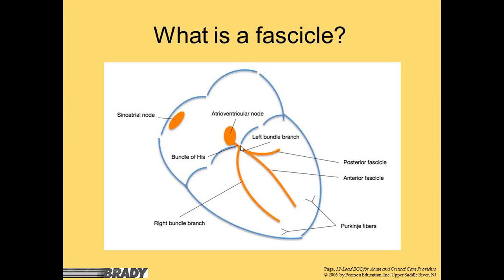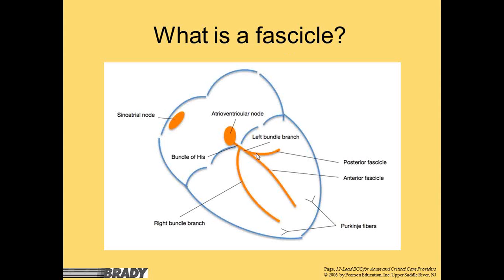Okay, so the left bundle branch obviously activates the left ventricle, and the right bundle branch activates the right ventricle. So when we're talking about axis deviation, because we're dealing in these fascicles, we're primarily looking at the left ventricle. Okay, so this left bundle branch right here, from the bundle of His down to where it splits off into the fascicles, is very short. Okay, it splits off, and the left posterior fascicle.